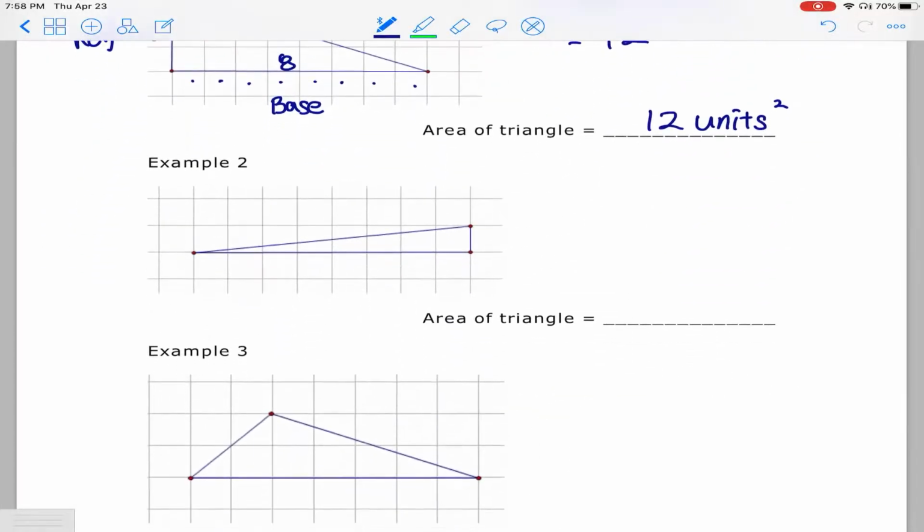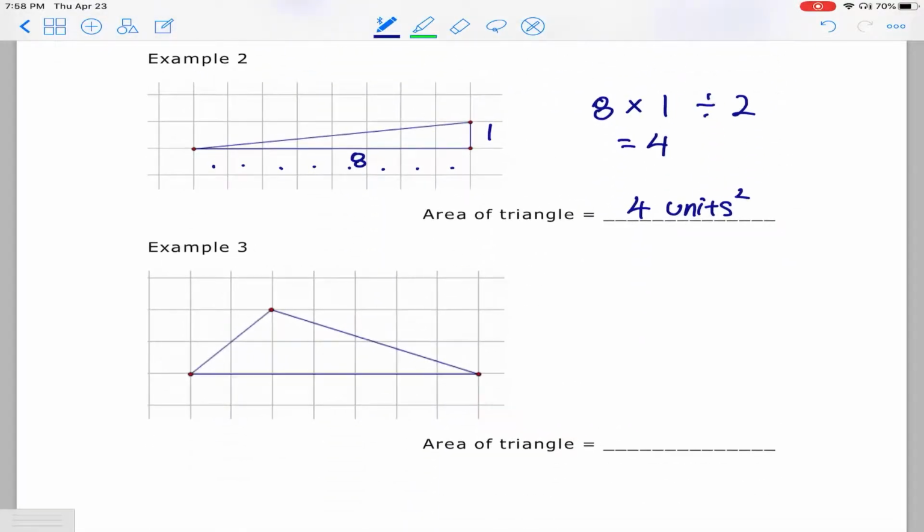Now, example 2, same thing. The height is 1, the base is 1, 2, 3, 4, 5, 6, 7, 8. So the base is 8. Therefore, the area is 8 times 1. And then we divide that by 2. Using your calculator, it will give you 4. So the area of this very thin triangle is then 4 units squared.